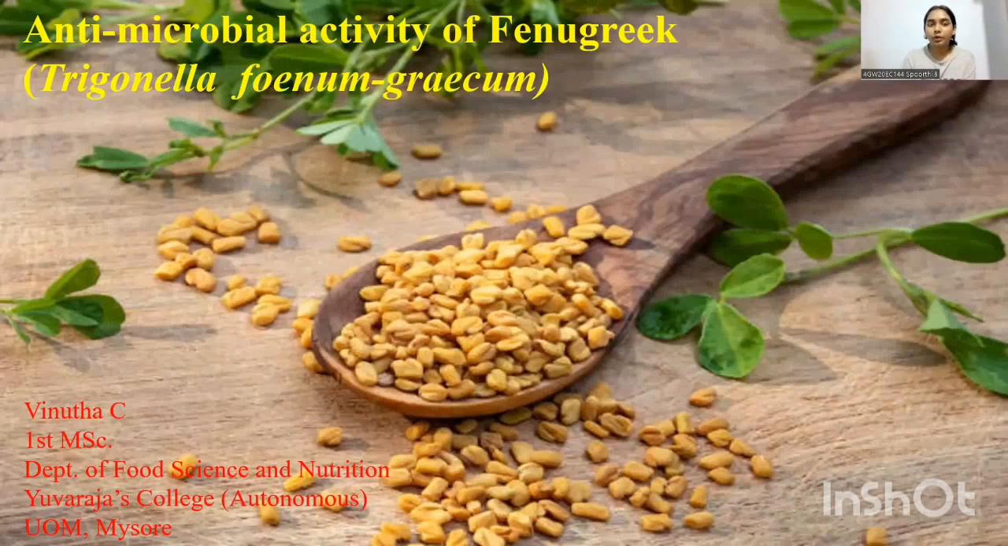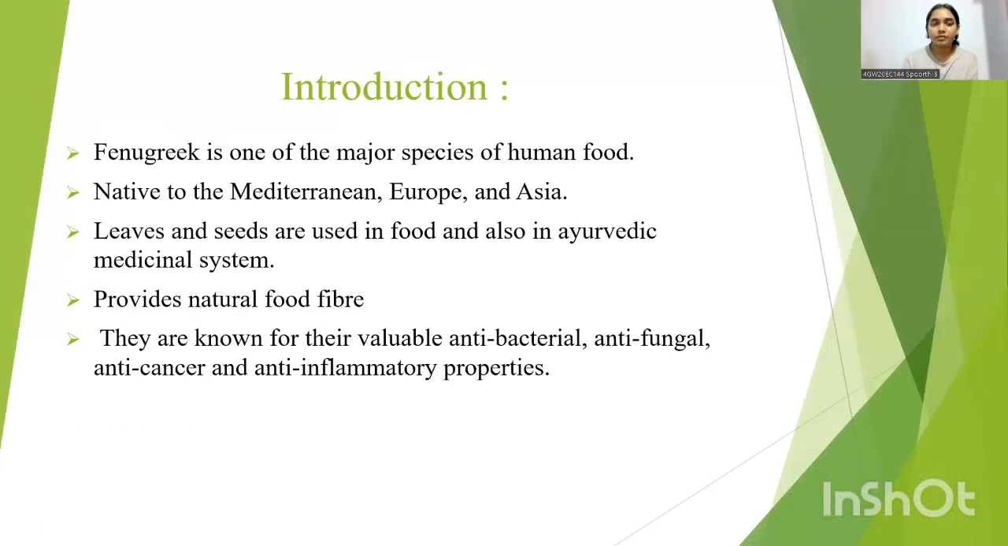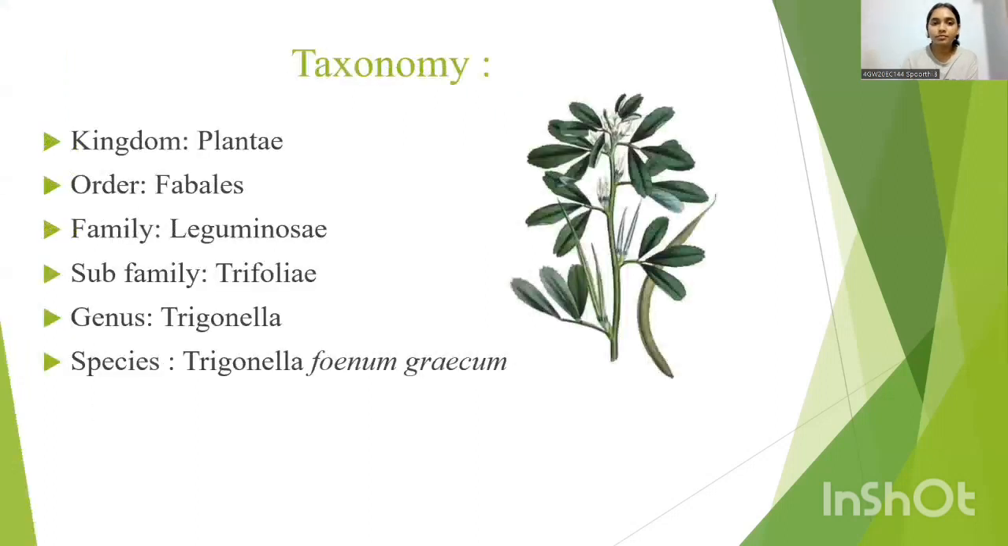Today, I'm going to talk about the antimicrobial activity of fenugreek. Introduction. Fenugreek is one of the major spices of human food, native to the Mediterranean, Europe, and Asia. Leaves and seeds are used in food and also in the Ayurvedic medicinal system. They are known for their valuable antibacterial, antifungal, anti-cancer, and anti-inflammatory properties.